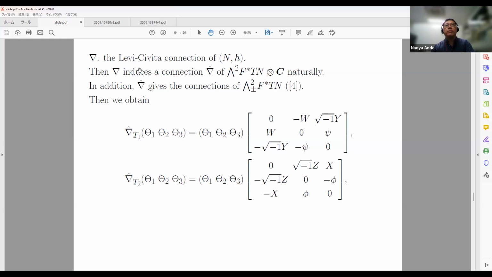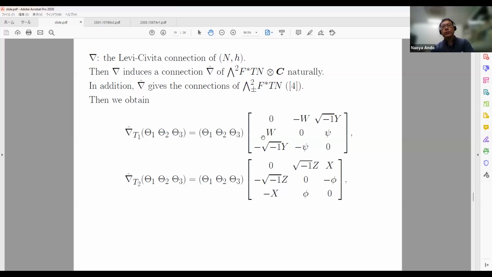Let nabla be the Levi-Civita connection of the space. Then nabla induces a connection nabla hat of the complexification of the twofold exterior power of the pullback bundle naturally. In addition, nabla hat gives the connections of these subbundles. Then we obtain these relations, based on the Gauss-Weingarten formulas.